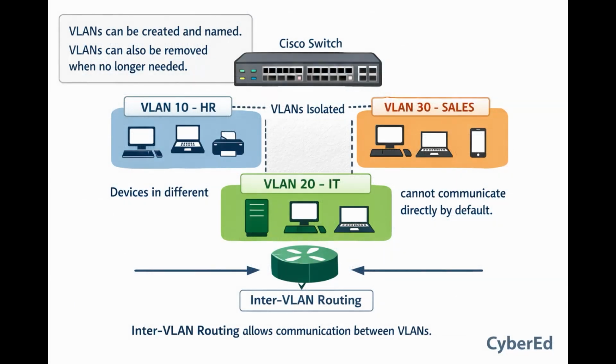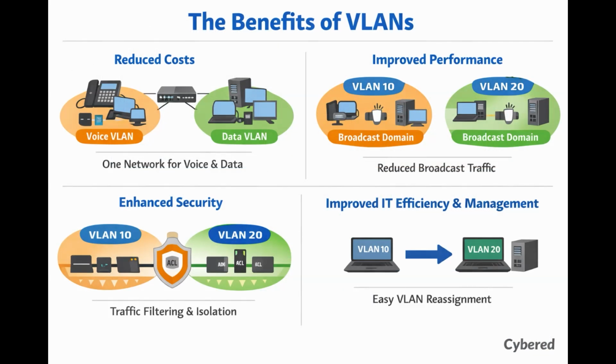So, the basic VLAN configuration on a Cisco IOS: create a VLAN and assign a name, and remove a VLAN using the negated form of the command, no vlan and the ID. By default, VLANs cannot communicate with each other. Communication between VLANs requires inter-VLAN routing, typically performed by a router or a Layer 3 switch. The benefits of VLANs include reduced costs, improved performance, enhanced security, and improved IT efficiency and management. Overall, VLANs transform a flat Layer 2 network into a structured, scalable, and secure network design while maximizing the use of existing infrastructure.